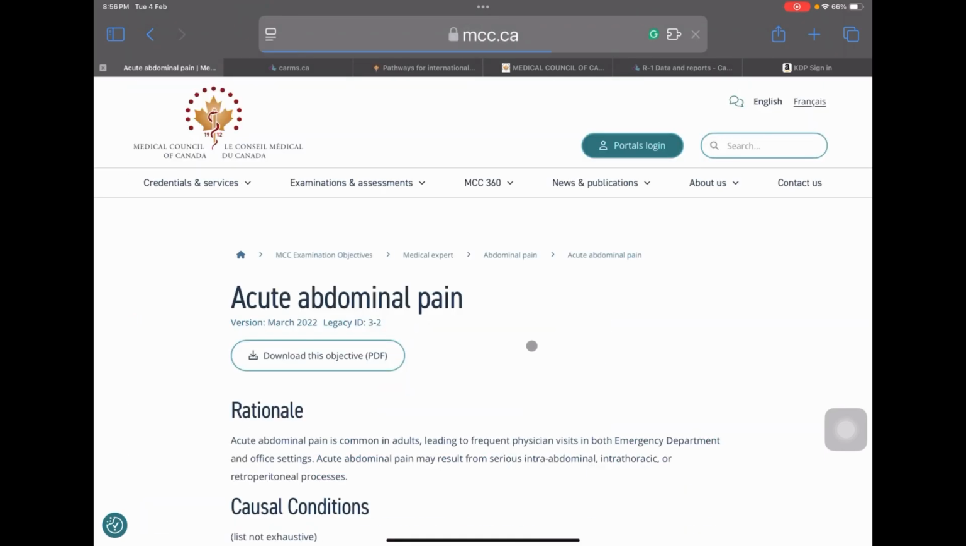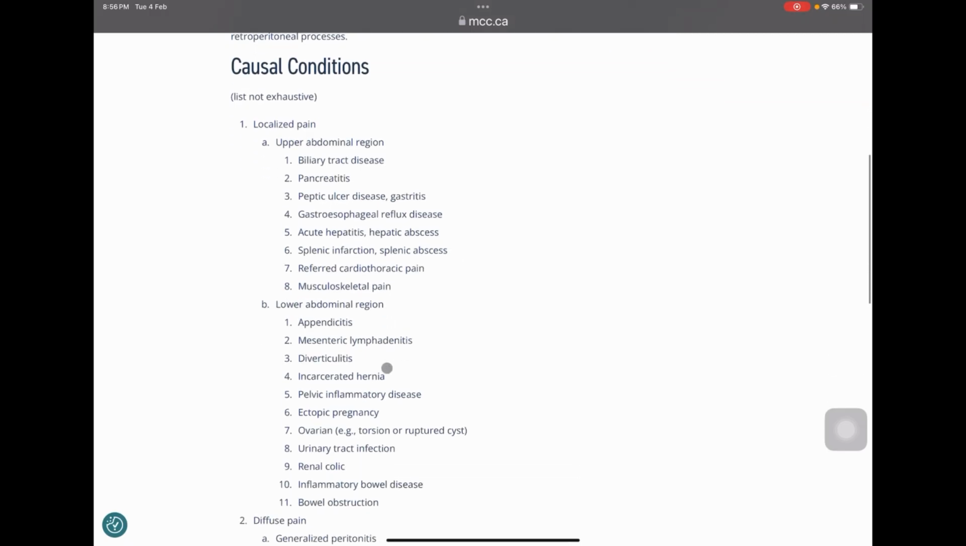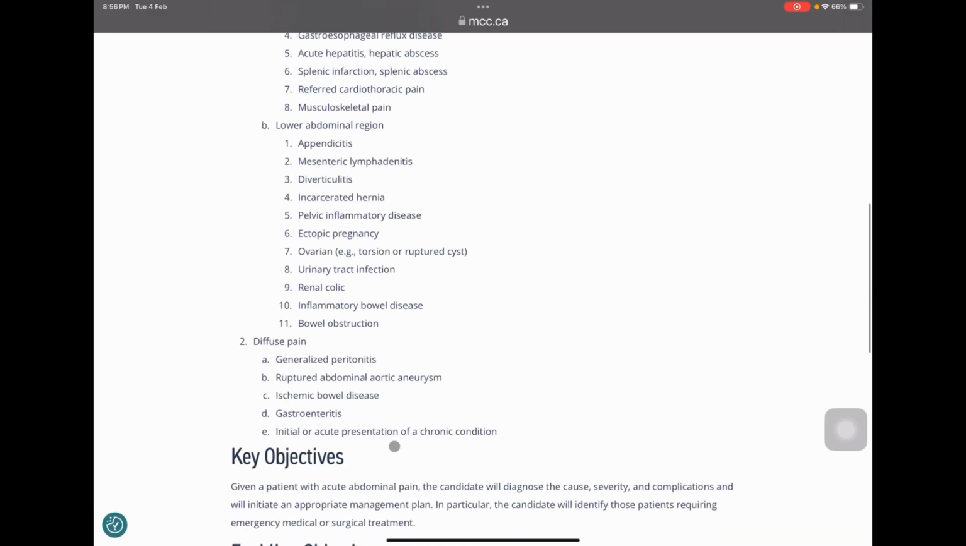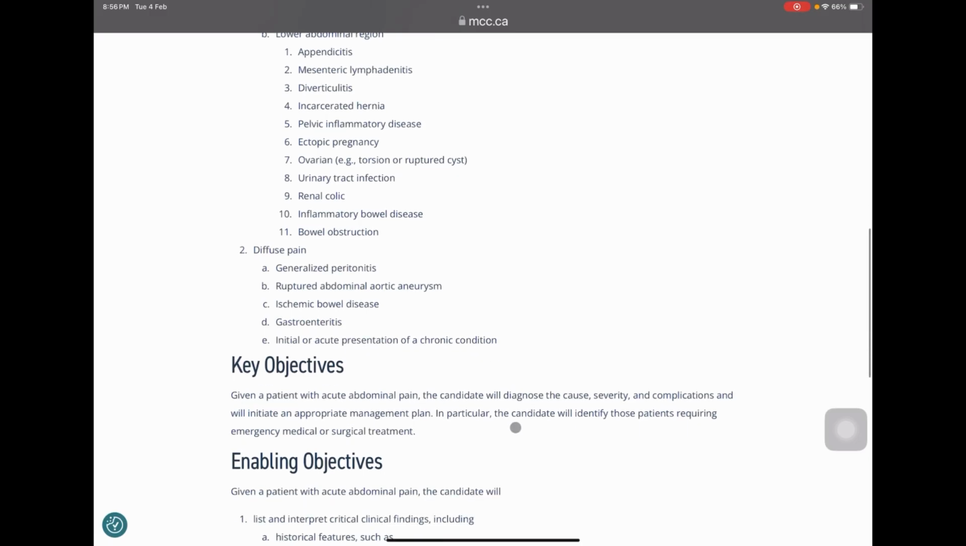Now, the causes of acute abdominal pain are biliary tract disease, pancreatitis, peptic ulcer, GERD, hepatitis, splenic infarction, cardiothoracic pain, MSK pain, appendicitis, lymphadenitis, diverticulitis, incarcerated hernia, PID, ectopic pregnancy, ovarian torsion or ruptured cyst, UTI, renal colic, IBD, and bowel obstruction. Diffuse pain causes are generalized peritonitis, ruptured abdominal aortic aneurysm, ischemic bowel disease, gastroenteritis, and the initial acute presentation of chronic pain.